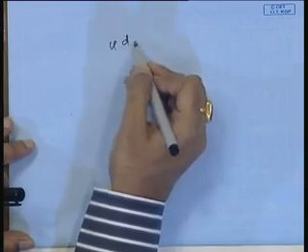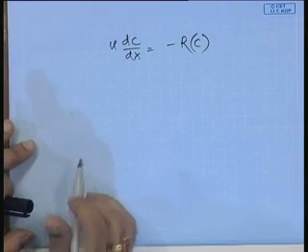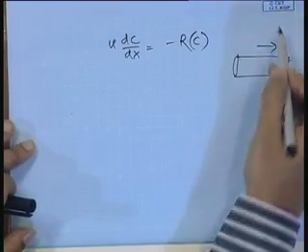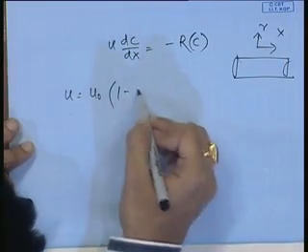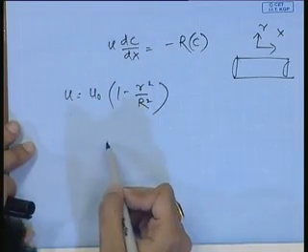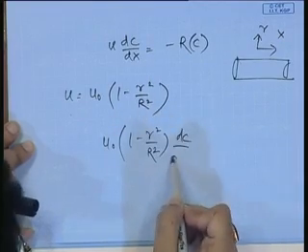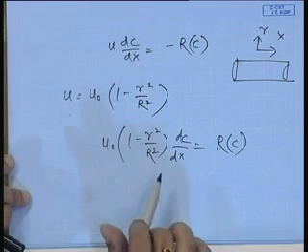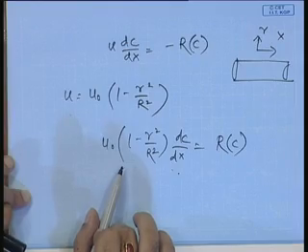Because what you have is U del C del x equals minus R of C, right. This is your plug flow reactor model. Now, this is in x. So, this is my reactor, and this is the x direction, and this is the R direction. Now, if U equals U naught times 1 minus R square over R square, then how do you solve it? If I put it back over here, U naught times 1 minus R square over R square del C del x equals R of C, how do you solve it? You see the difficulty of solving it. Why? Because the differential is in the x direction, and then you have a term in the radial direction. So, how do you solve it? There is no way to solve it.